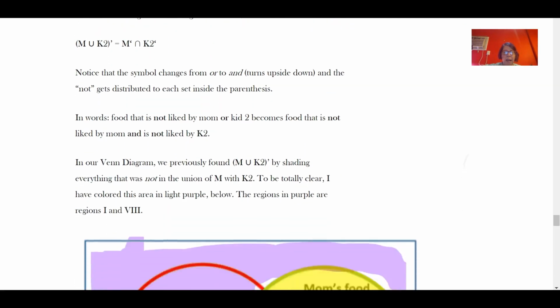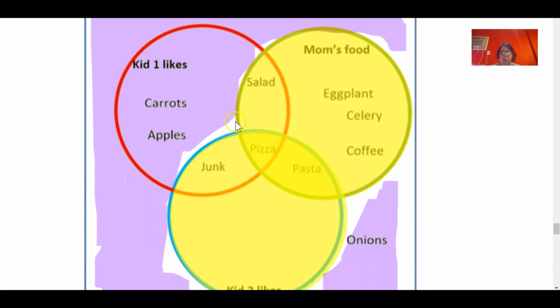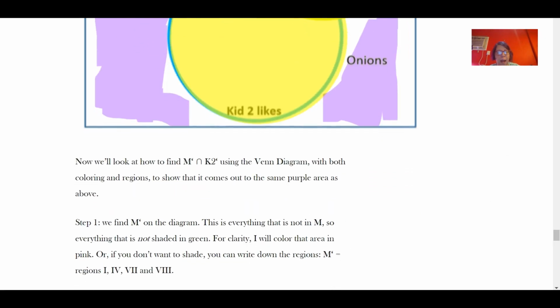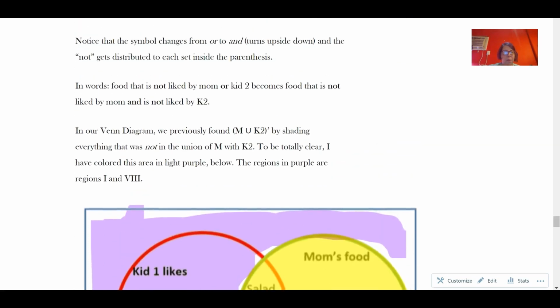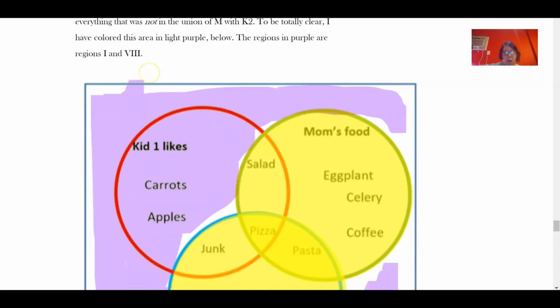So in our Venn diagram, I want to show you where we found mom union kid two not. We did that by doing mom union kid two, right? That's the food mom or kid two likes, all of that. And then the not, that's the complement, is this purple area. I just colored it in purple so you could for sure see that that's the not. So I want to show you how that comes out just like this, how you end up seeing that this, with the not on the outside, turns out to be the same colored in region as this.